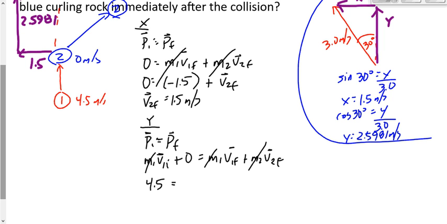Matt, object number 1, final, y component. It's okay. Emma? Good. 2.598 is the final y component of object number 1. Is that okay? Plus V2F. So we solve for V2F here now, which is going to be 4.5 minus 2.598. 1.9019.